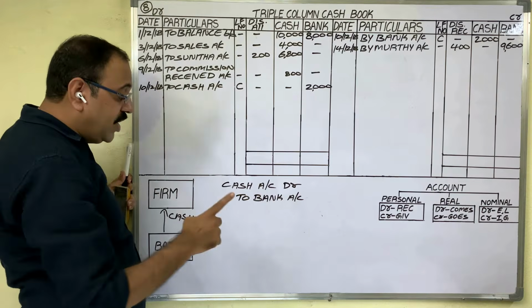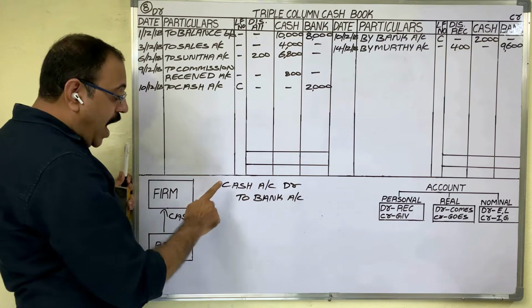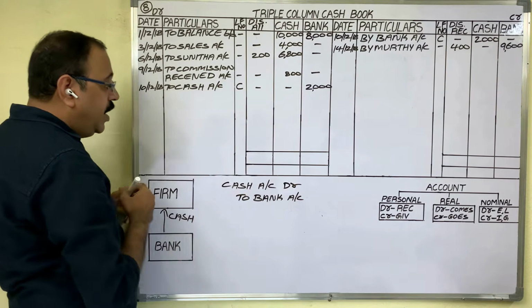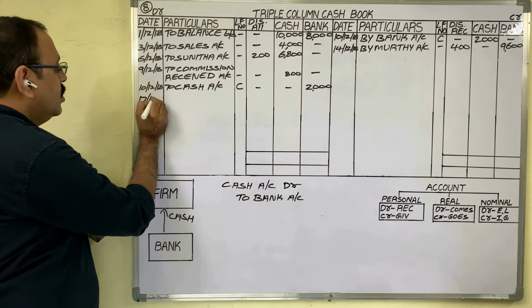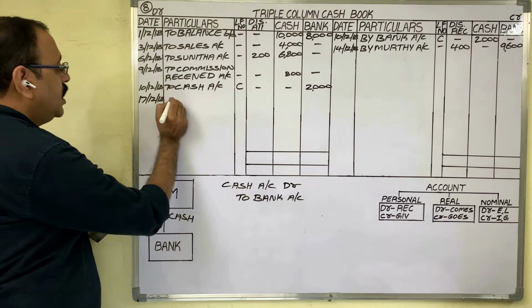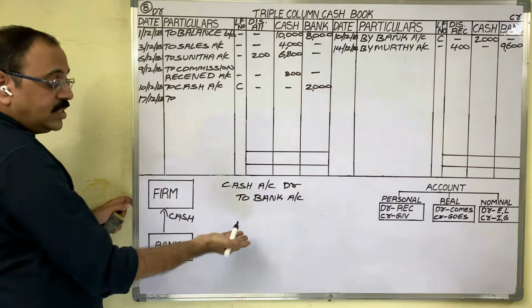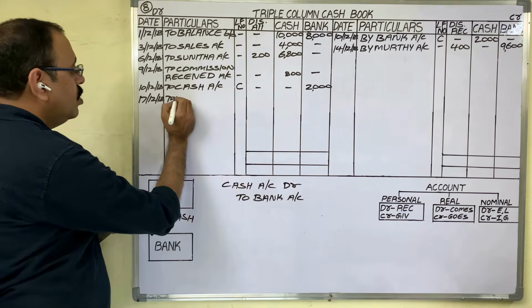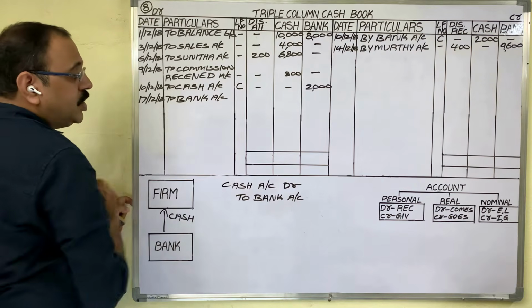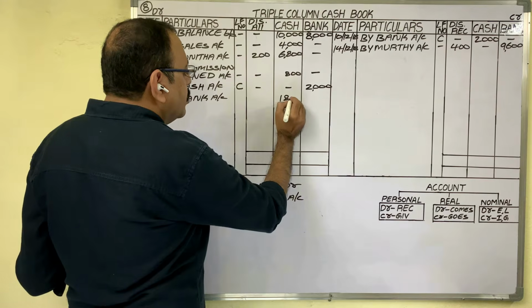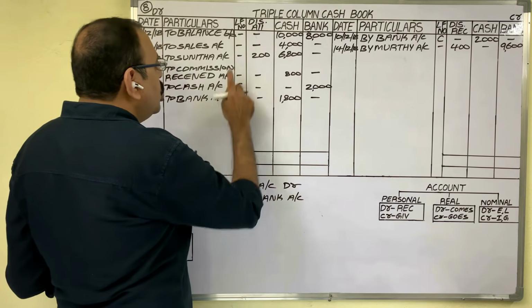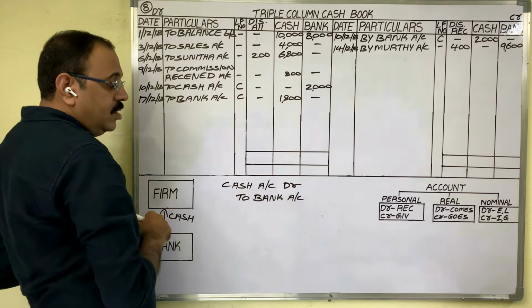First, we will post this entry in cash account. As cash account is debited, on debit side we have to post this entry. Transaction date 17. Other side we have bank account now. Write down that. In cash account we are posting. Therefore, amount is in cash column. This is contra entry. So in LF number write down C.